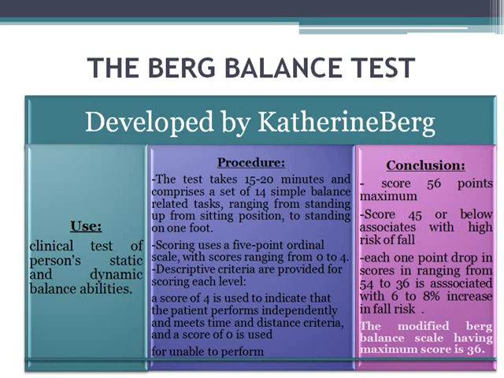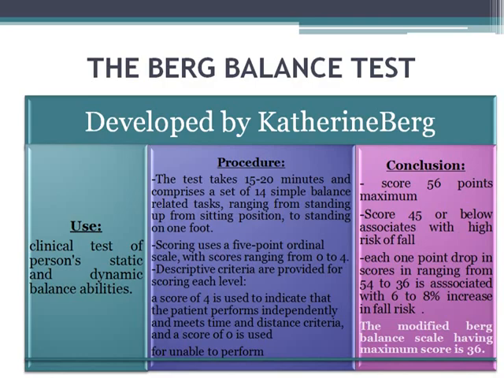A score of 45 or below is associated with a high risk of falls. Each 1-point drop in score, in the range from 54 to 36, is associated with a 6 to 8% increase in fall risk. The Modified Berg Balance Scale has a maximum score of 36. So there is a difference between the Berg Balance Scale and the Modified Berg Balance Scale.